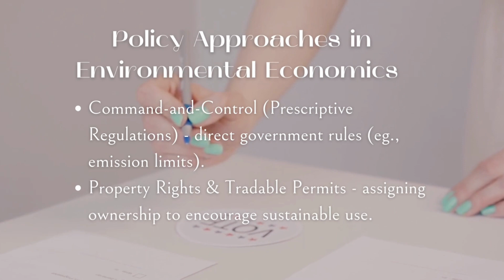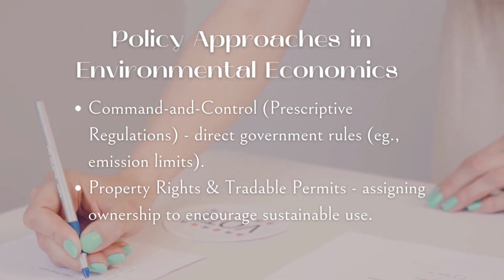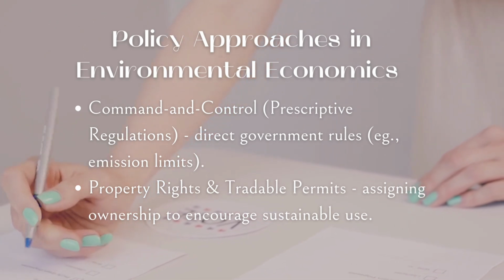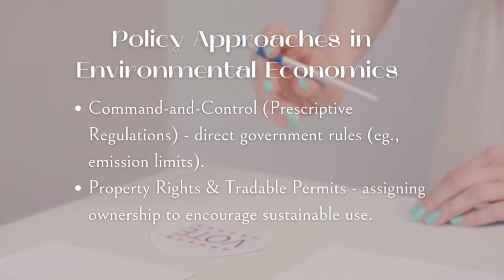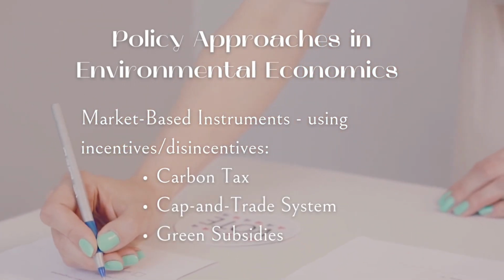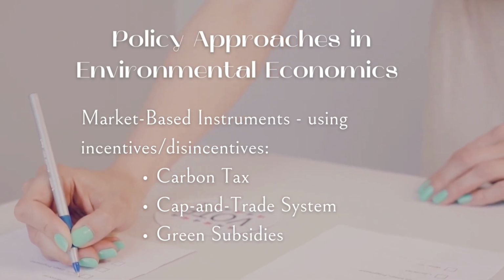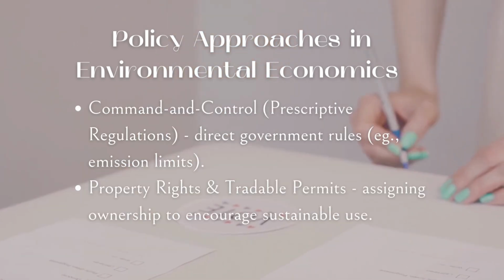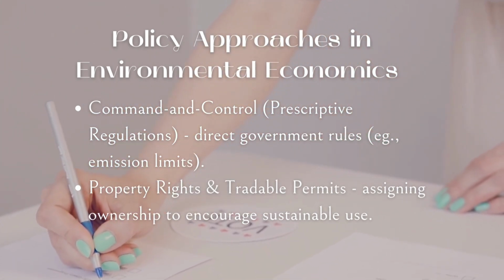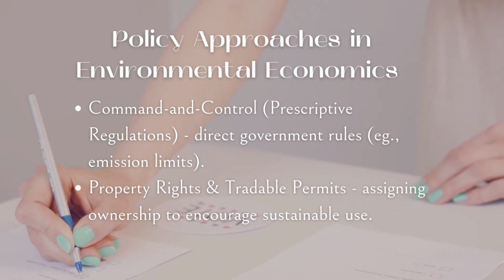To manage environmental challenges, governments use different strategies. Command and control policies use strict regulations, such as emission standards or bans on harmful chemicals. Market-based instruments use incentives like carbon taxes, subsidies for renewable energy, or cap-and-trade systems. There are also property rights and tradable permits, which give responsibility and ownership so that resources are used more carefully.